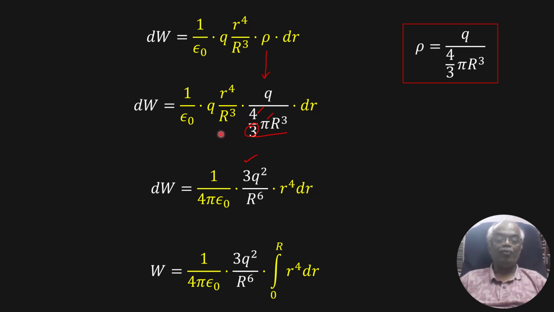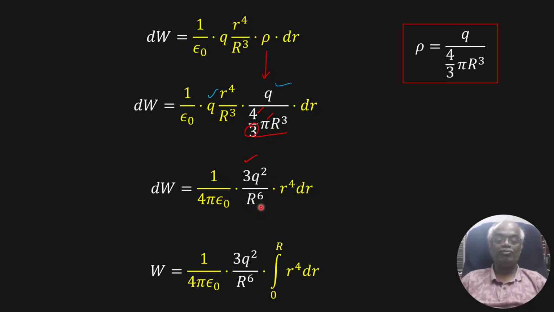And what else can you cancel? Here you have q and here you have another Q. So this will become Q squared. Already you have brought 3 in the numerator, so this will become 3Q squared. Over here you have R cube and another R cube, so this will become R power 6.